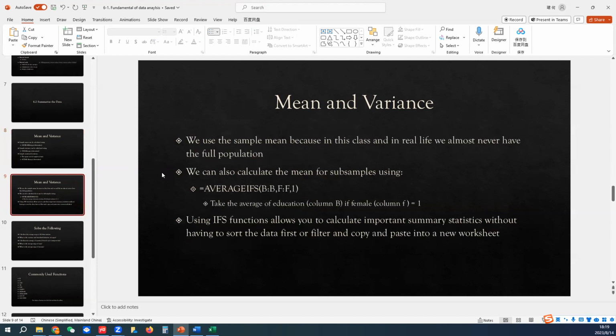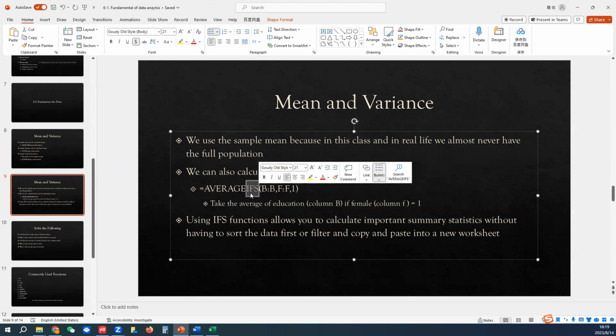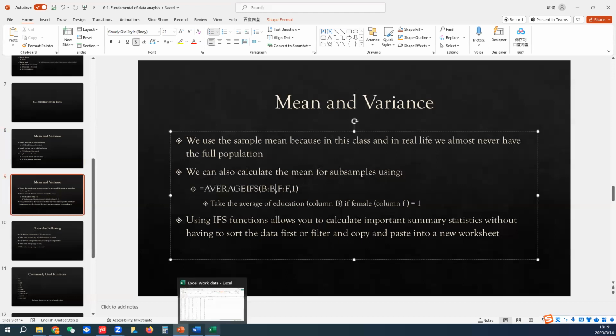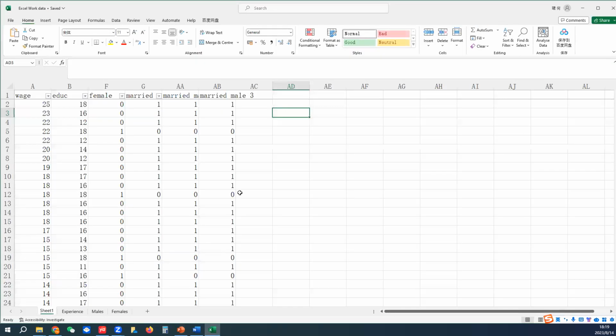And sometimes we encounter a certain problem, which is that you are asked to calculate the mean or variance or standard deviation of a subsample. So what we are going to use is the IFS, meaning we are still going to calculate the average, but with some restriction applied. Here, let's look at this case. What does this mean?